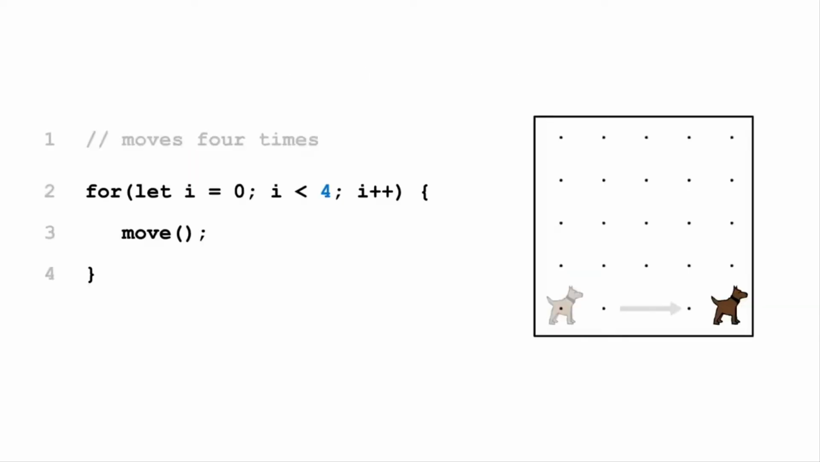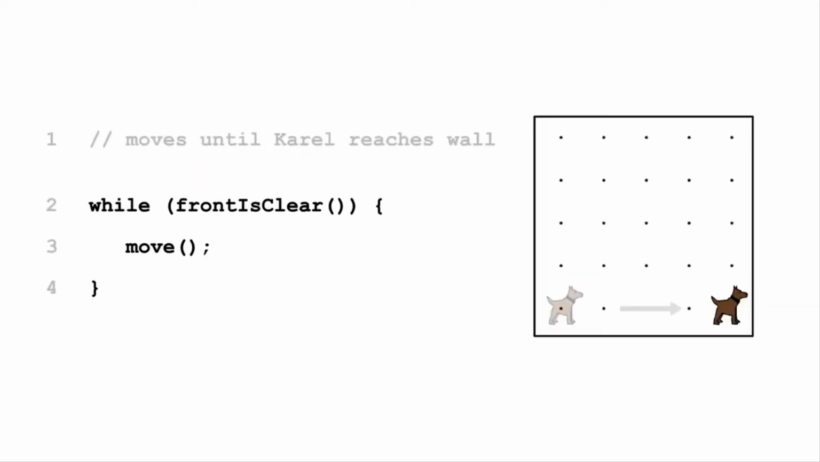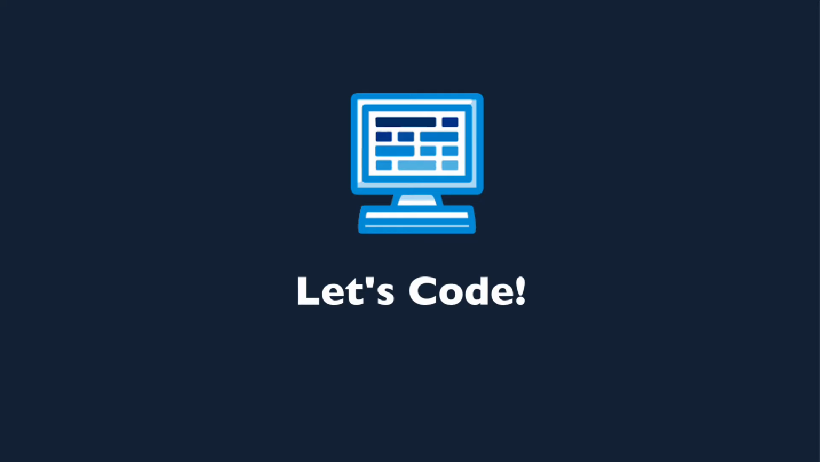Now let's improve our earlier example by using a while loop. We can say, while the front is clear, then we'll move. We will continue to loop and check the condition each time until the front is no longer clear. This way, our code will have Karel move until Karel reaches a wall, regardless of the size of the world. Let's take a look at this in the editor.